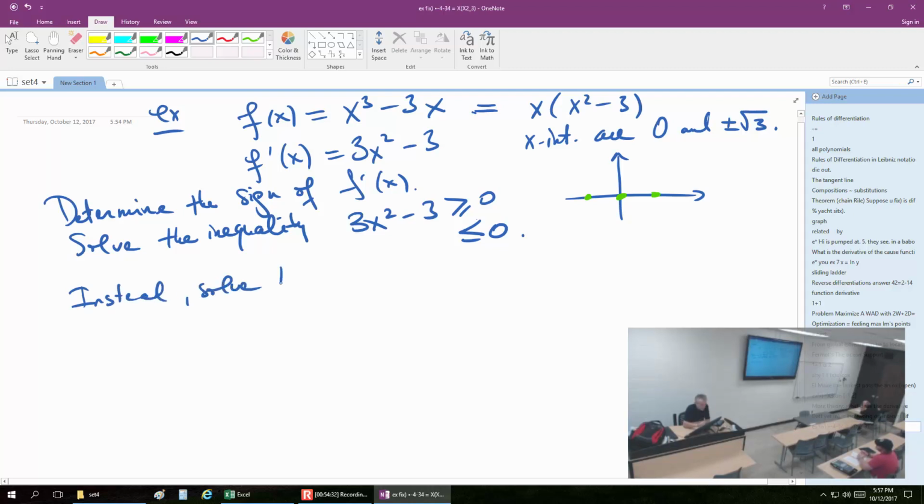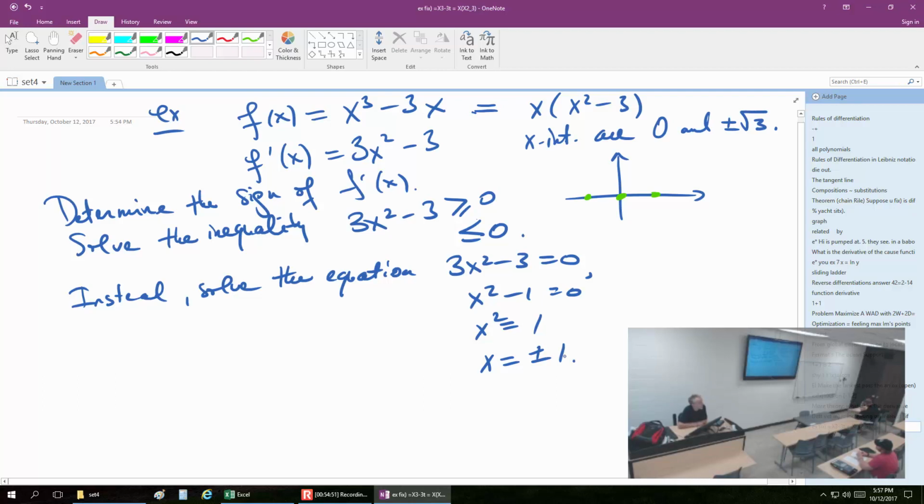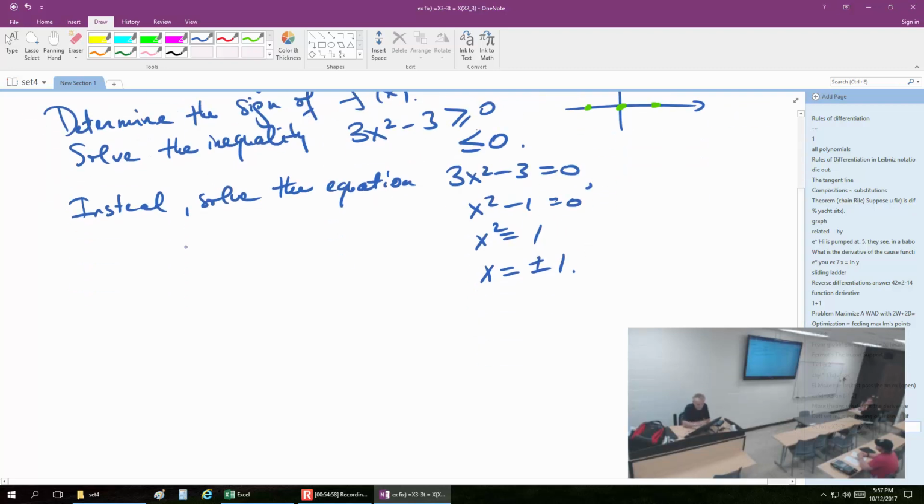solve the equation. 3x squared minus 3 is equal to 0. That's not too complicated, right? So I have x squared minus 1 equal to 0, x squared is equal to 1, and x is equal to plus or minus 1, right? Okay, so these are the cutoff points between the positive and negative. That's pretty much what we're doing here.